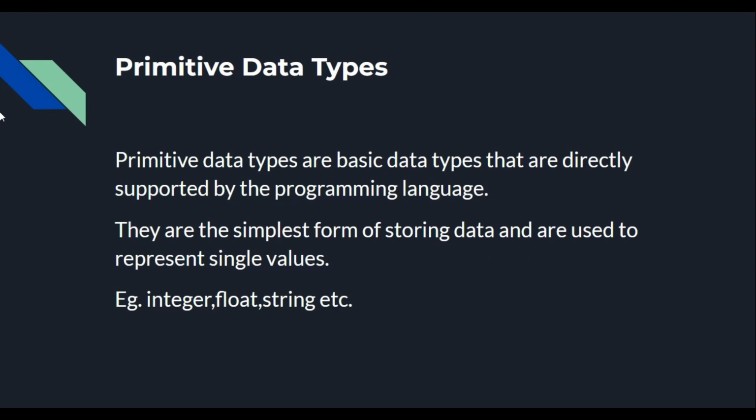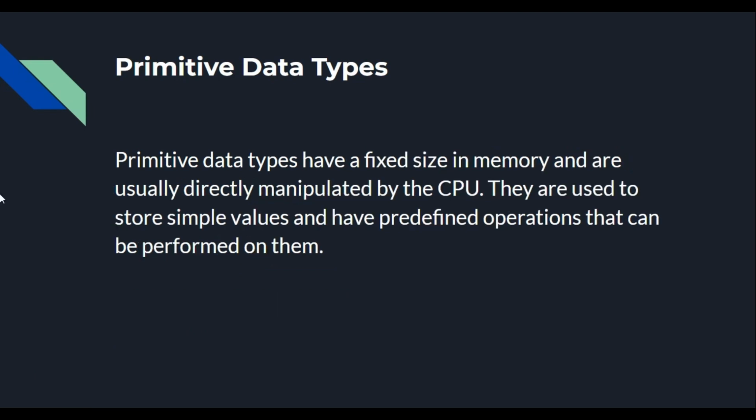So first, primitive data types. Primitive data types are basic data types that are directly supported by the programming language. They are the simplest form of storing data and are used to represent single values. So the primitive data types are basic data types, and in those data types you can store only a single value. For example, integer, float, string. These are the primitive data types in Python.